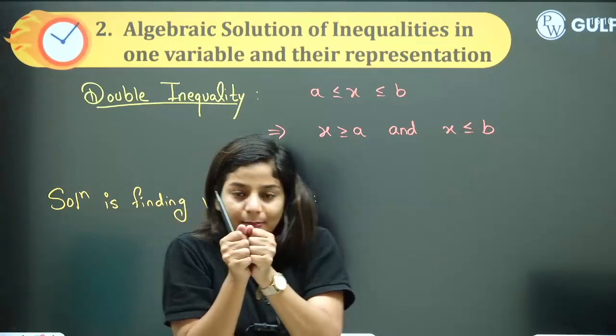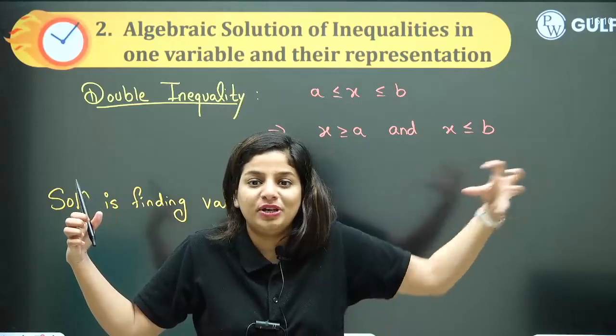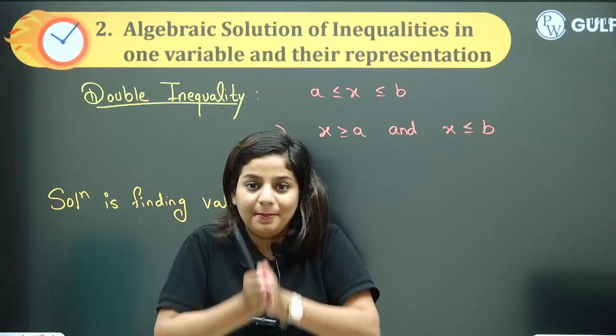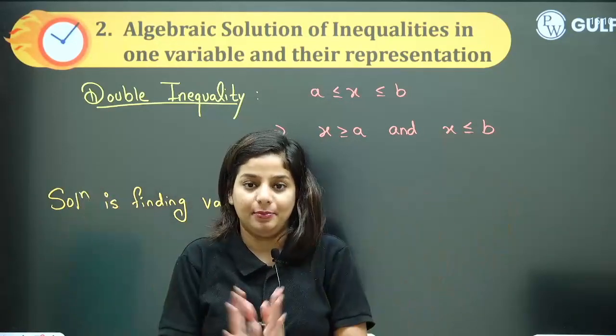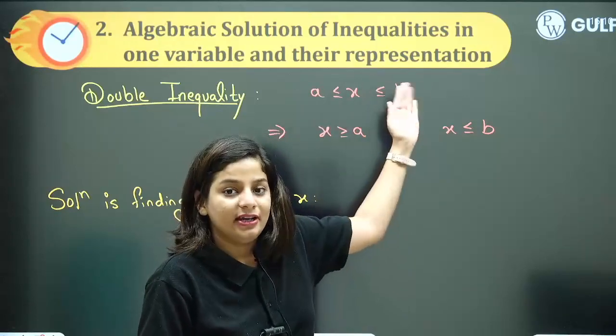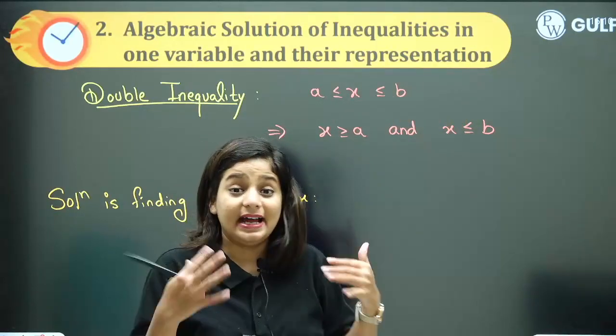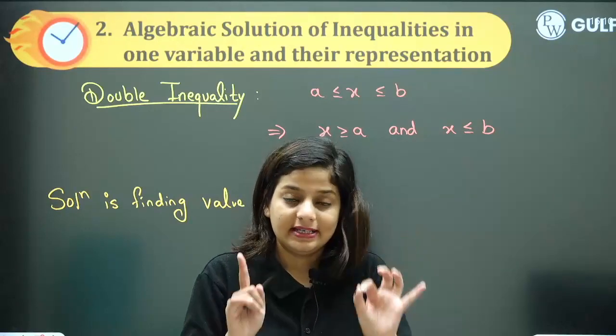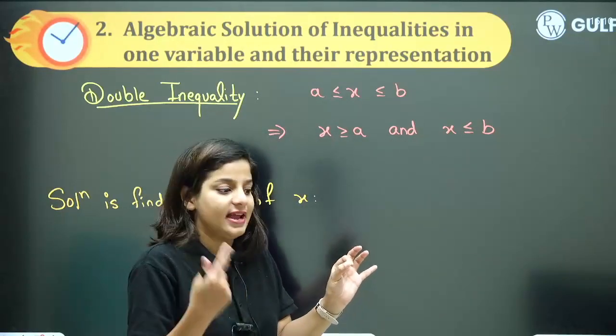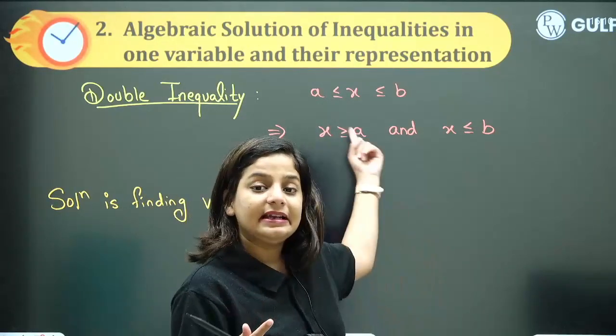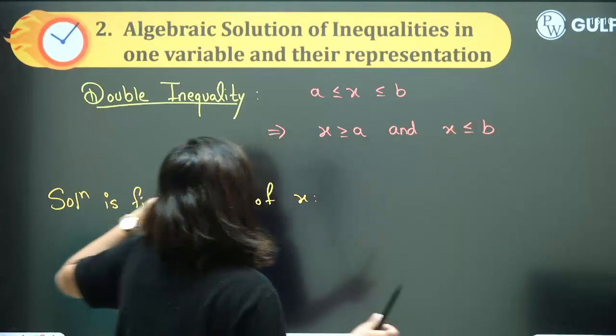So what is the number X? It is sandwiched between A and B. The number X is sandwiched between A and B. X greater than equal to A, less than equal to B. That's how you should read it always. Okay, pause the video and try to say it, try to repeat this. X greater than equal to A, less than equal to B.